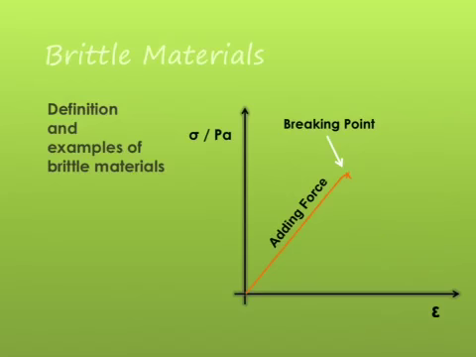The second type of material is brittle material. This type of material has only the elastic region and has almost no plastic region. It will snap suddenly there. Examples are glass and concrete. And don't forget, study the definition.